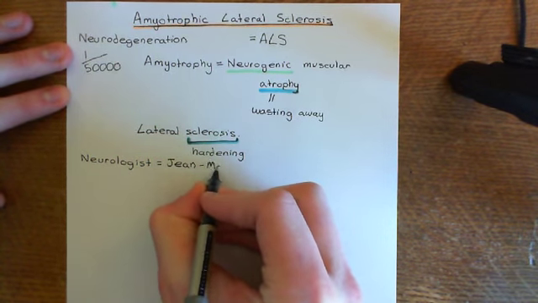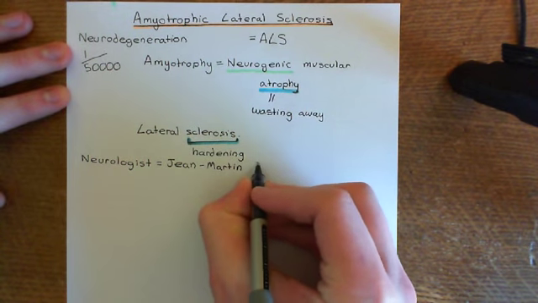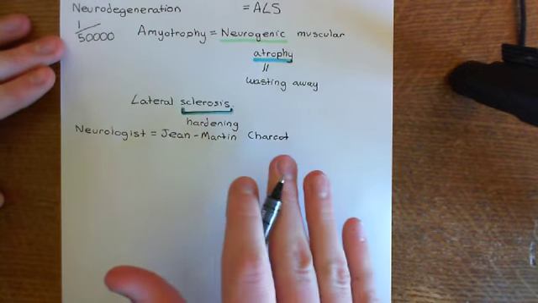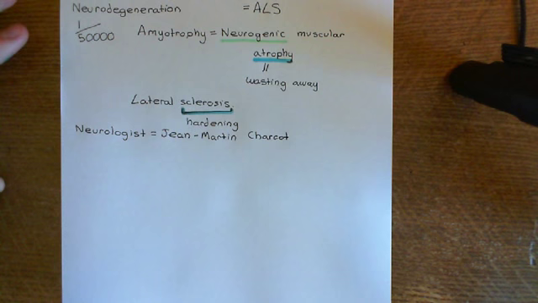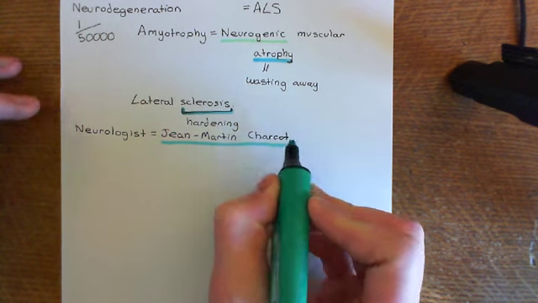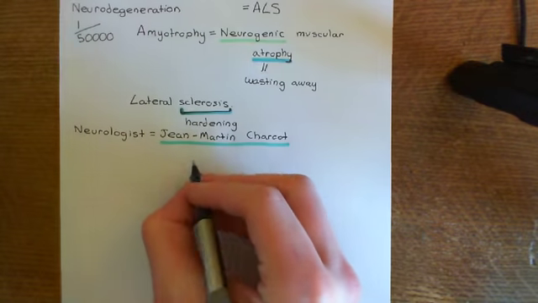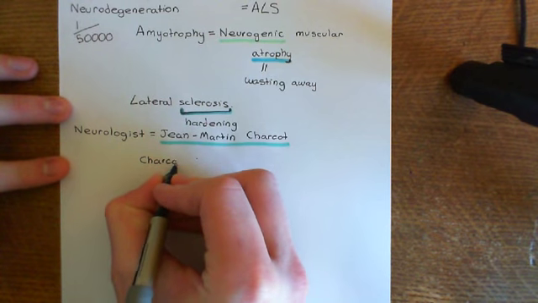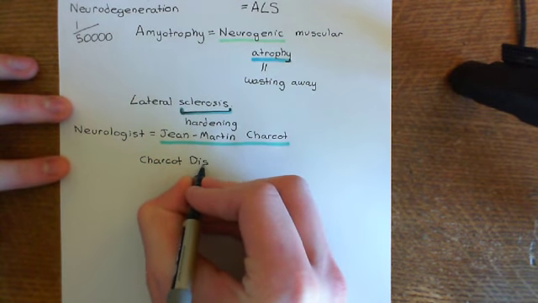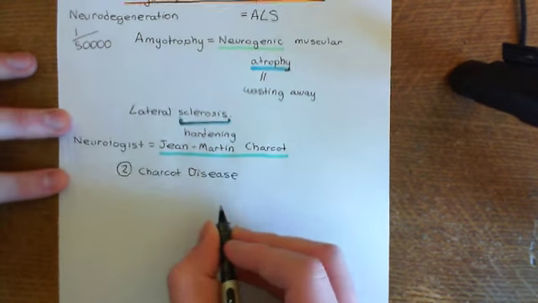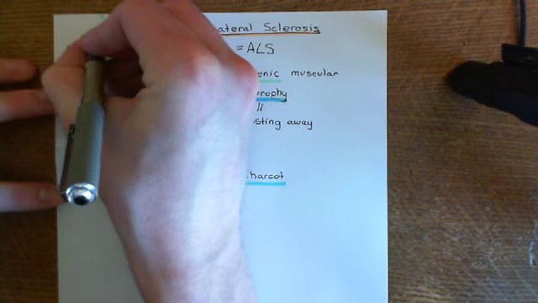You have to say this in a French accent. Jean-Martin Charcot. I think that's how you pronounce his name in French. He was the first person to use this name, amyotrophic lateral sclerosis. However, because he effectively described this disease first, the disease is also named after him. So you can also hear amyotrophic lateral sclerosis called Charcot disease. So that's the second name, and I might just number these up. This is the main name, amyotrophic lateral sclerosis, ALS.